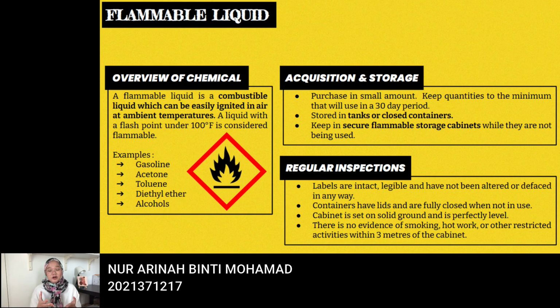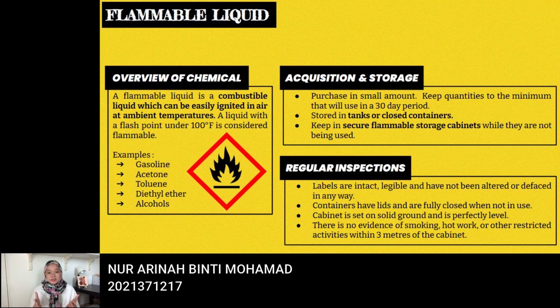The definition of flammable liquid is a combustible liquid which can be easily ignited in air at ambient temperature. A liquid with a flash point of under 100 degrees Fahrenheit is considered flammable. Flammable liquids are responsible for the majority of fires and injuries in the workplace. Examples of flammable liquids are gasoline, alcohols, etc.